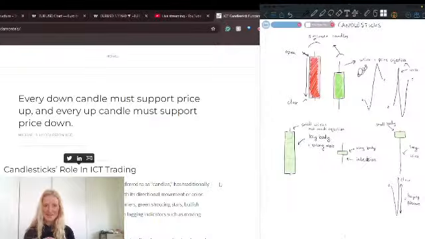So before really looking at all the patterns, I just want to understand the candles and what they tell me about price, and just tell me what happened within that time frame.